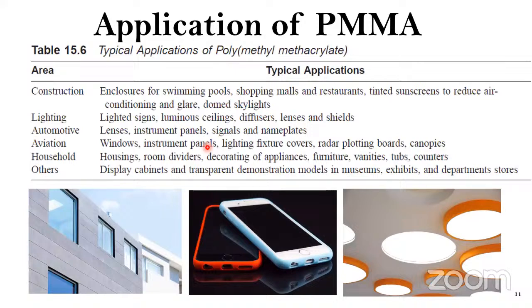So next are other applications of polymethyl methacrylate. These typical applications are in construction. If you see enclosures for swimming pools, shopping malls and restaurants, tinted sunscreens to reduce the air conditioning load and glare, domed skylights. Have you observed these parts?